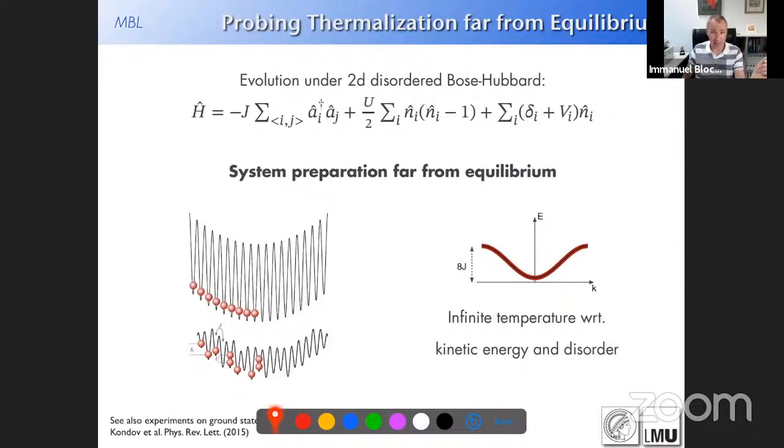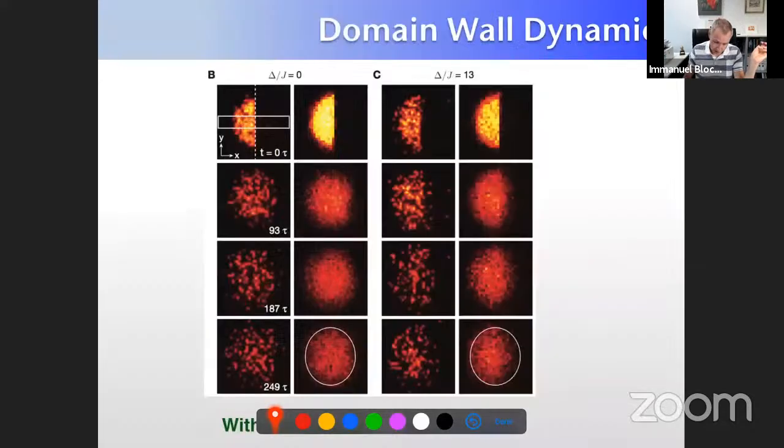Again, this is a very high temperature state. This is actually even infinite temperature with respect to kinetic energy, because remember, if you expand a localized wave function in terms of the Bloch waves, it's an equal distribution of all the Bloch waves that you can have in the system. So that would be an infinite temperature state with respect to kinetic energy. So it's a high temperature state.